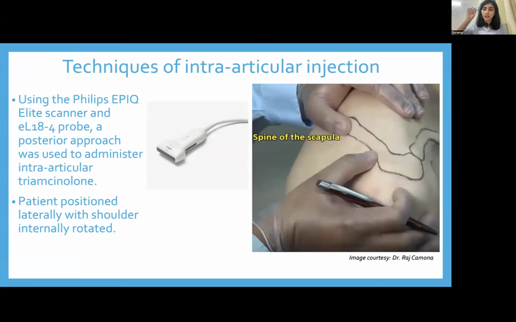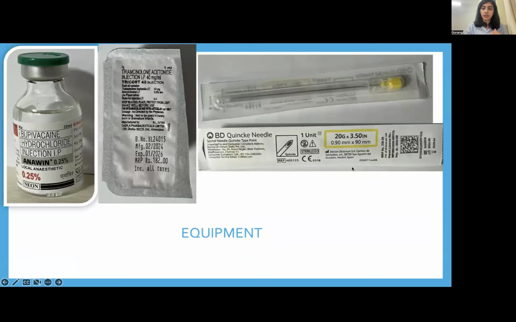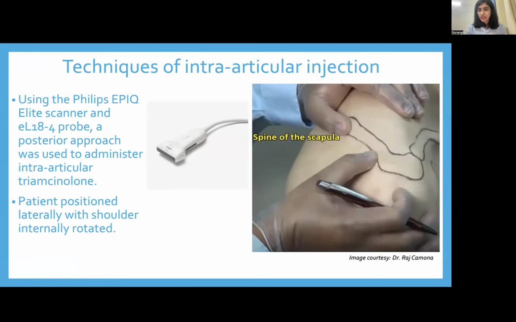So coming to the techniques of intra-articular injections that we used, I will be just briefly going over them. We used a posterolateral approach in our institute using the Philips scanner with a 18 to 4 hertz probe. Posterior approach was used, and the position was lateral and the shoulder was internally rotated. So we located the spine of the scapula by palpation like so, and then you proceed to position your transducer parallel to the spine of the scapula.